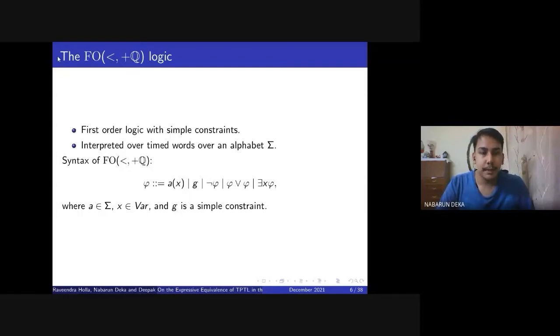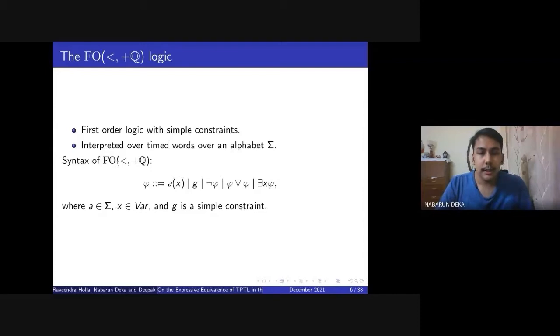Now we describe the logic. We call our logic a first-order logic with simple constraints, and we interpret it over timed words, which are over a finite alphabet capital sigma. The formulas that we allow in our logic are A of x, an atomic formula which says that an action A has occurred at x. G, which is a simple constraint. We allow the standard Boolean operators, and we allow first-order quantification.